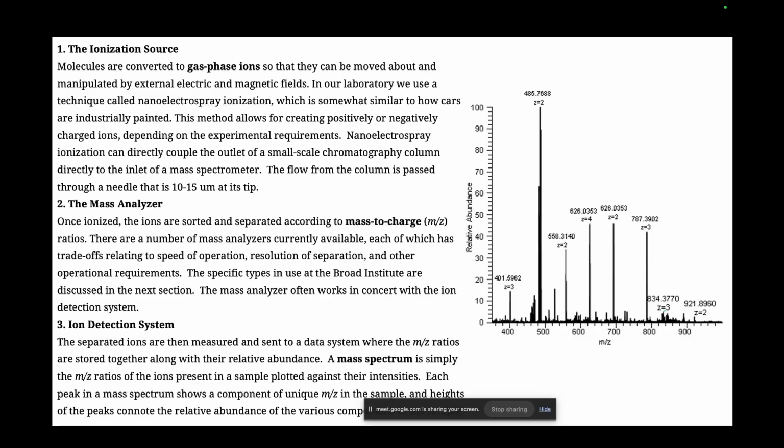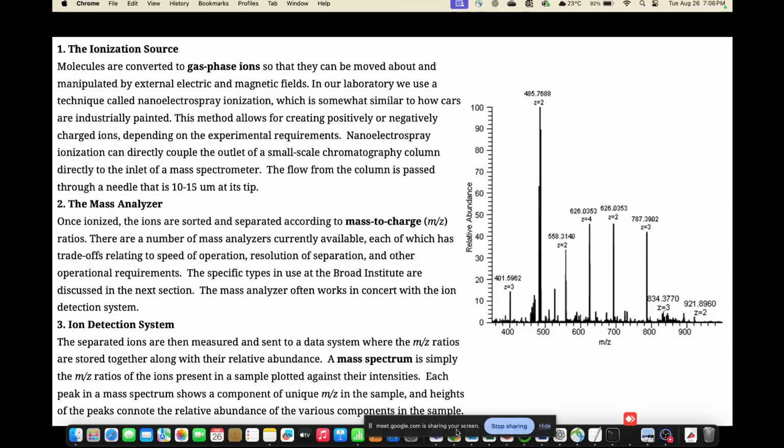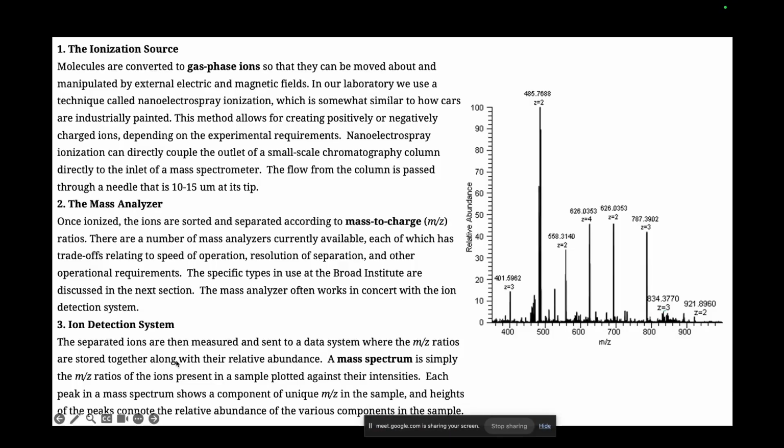It works in concert with the ion detection system again. Now, what is the ion detection system? The separated ions are measured and sent to a data system where these m/z mass to charge ratios are stored along with their relative abundance. A mass spectrum is simply the m/z ratio.